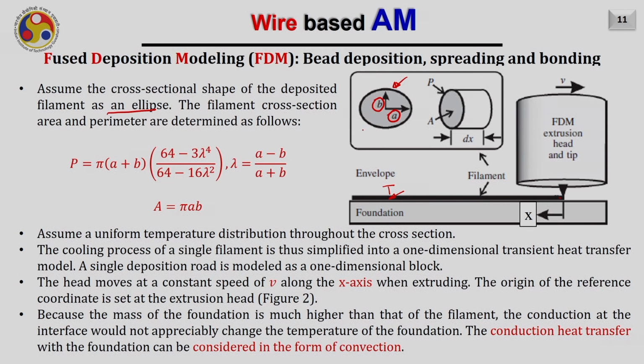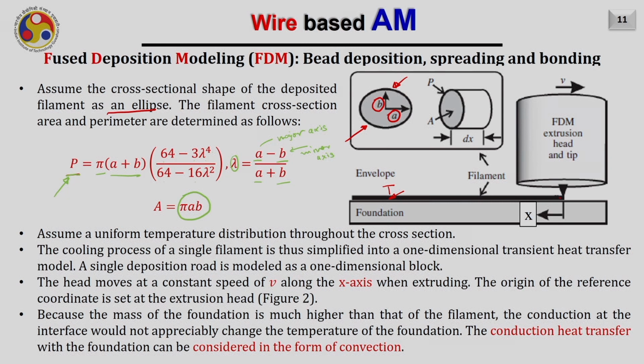Now, the perimeter of this cross-section can be given as P equals pi (a plus b) times (64 minus 3 lambda to the power 4) divided by (64 minus 16 lambda square), where lambda is equal to (a minus b) divided by (a plus b), where a is the major axis and b is the minor axis. Of course, the area of the deposited bead will be pi a b. Please note that this value of the perimeter is approximately calculated here, because if you want to calculate it accurately, there will be an infinite series for that.